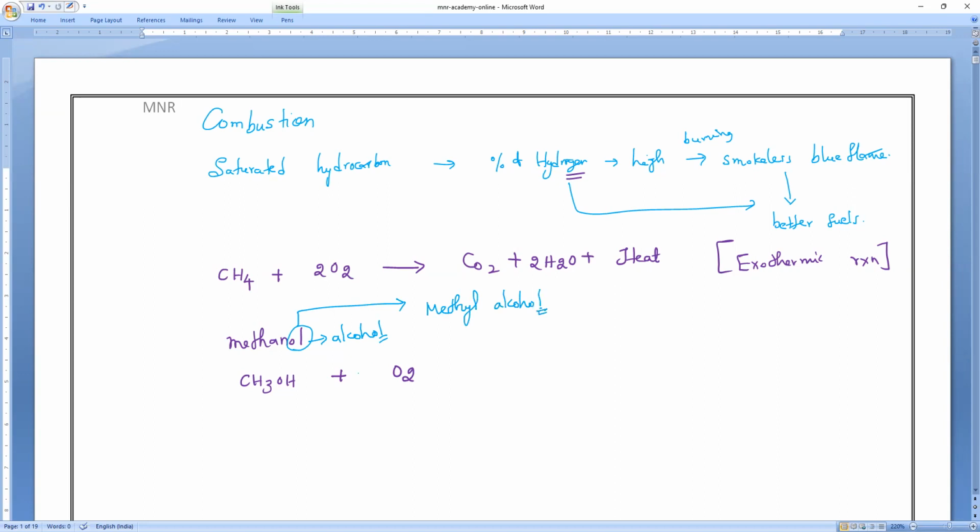So methyl alcohol, if it reacts with oxygen in complete combustion, it produces carbon dioxide plus water plus heat. Yesterday I taught you even this balanced equation, so kindly try to learn. 2CH3OH reacts with 3O2 to give 2CO2 plus 4H2O. That is the burning of methanol or methyl alcohol.